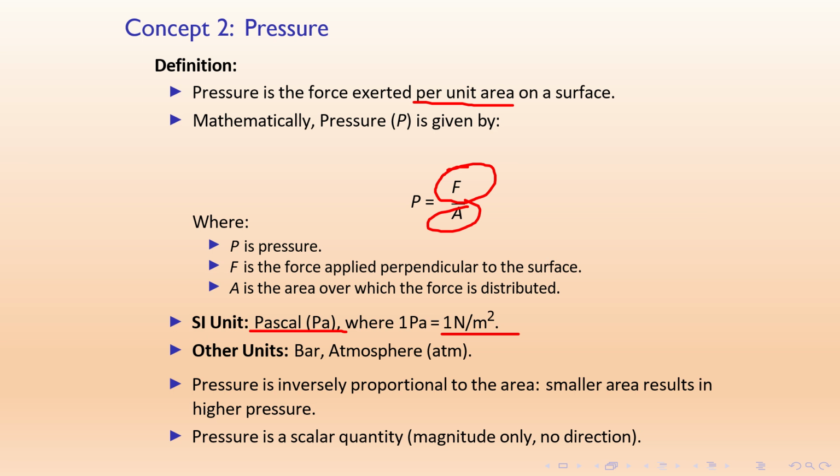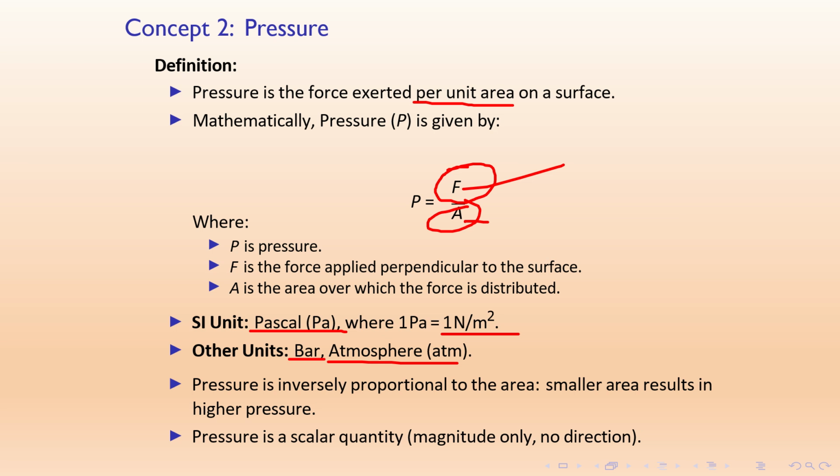Why are we taking Newton per meter square here? Because force is given in newtons and area is given in meter square. And the other units we can use instead of pascals, as larger and smaller units, are bar and atmosphere, which is called ATM.